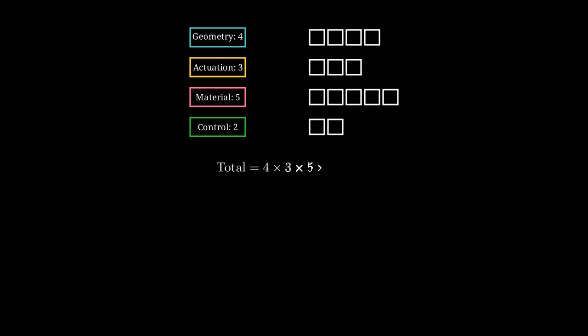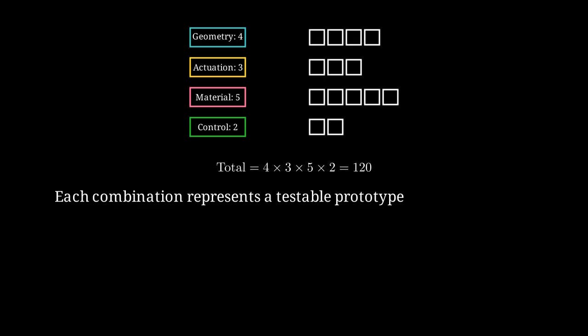The total design space contains 4 times 3 times 5 times 2, which equals 120 distinct valve design concepts to explore. Each of these 120 combinations represents a concrete, testable prototype that could be fabricated and evaluated in the laboratory. Let's examine the specific options for each parameter in our microfluidic valve example.